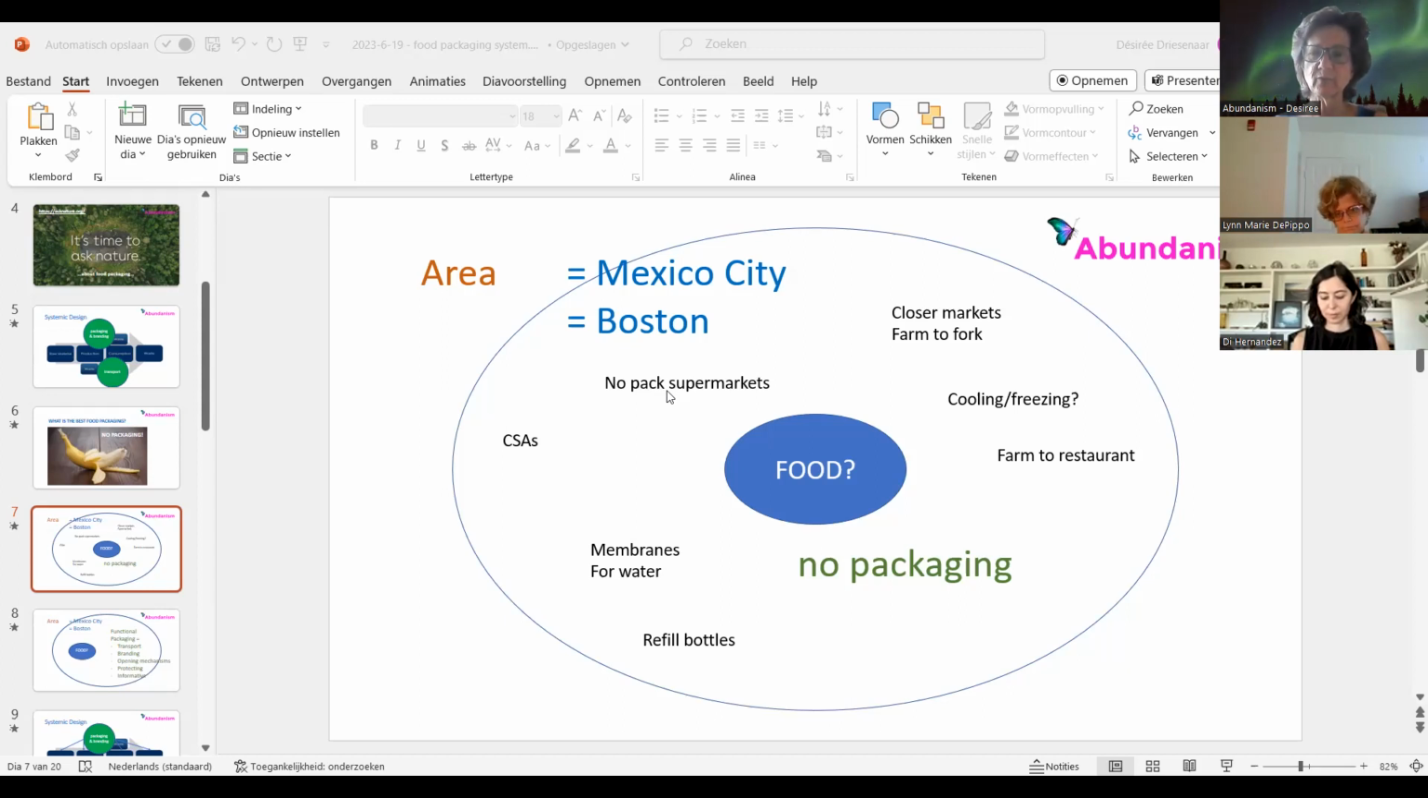So that's all refillable. We have the CSAs. CSAs is citizen-supported agriculture. It is also a business model because a farmer then has a kind of system where people pay per month or per year and you're just a member. It's like membership. You become a member of the farmer.